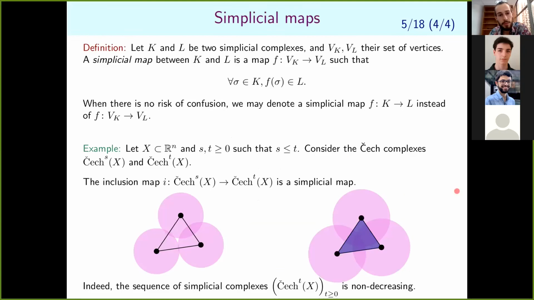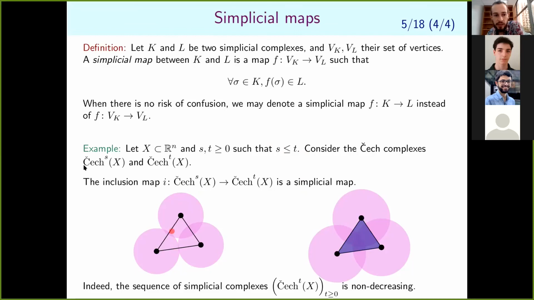Say I have a subset of the Euclidean space, and I consider two of its Čech complexes, right? So remember that the Čech complex is the nerve of the union of balls centered around every point of my point cloud. For instance, the first one here is the Čech complex for a radius equal to S, and its nerve is the triangle without the inner two simplex. And if I take T greater than S, I could have that. So here, the three balls intersect. So I have a two simplex in my simplicial complex, okay?